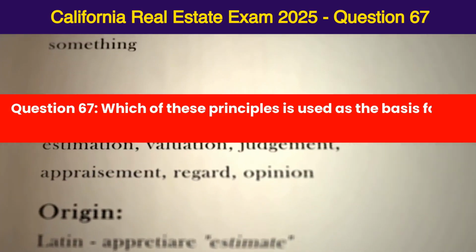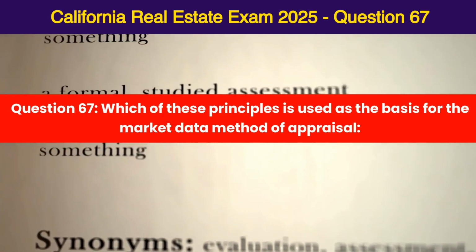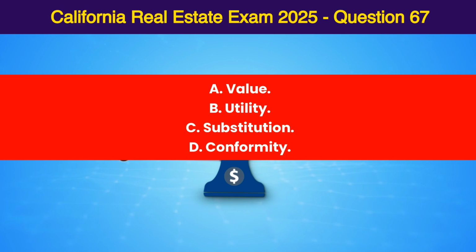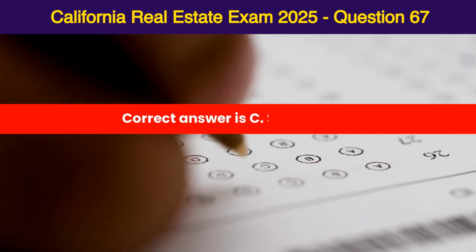Question 67. Which of these principles is used as the basis for the market data method of appraisal? A. Value, B. Utility, C. Substitution, D. Conformity. Correct answer is C.